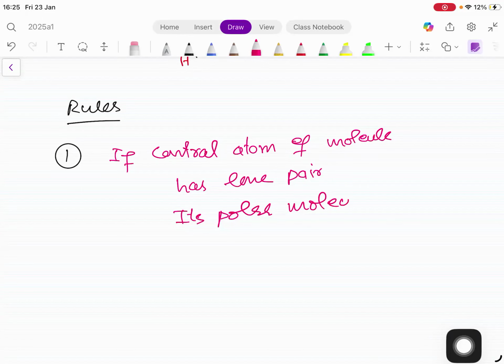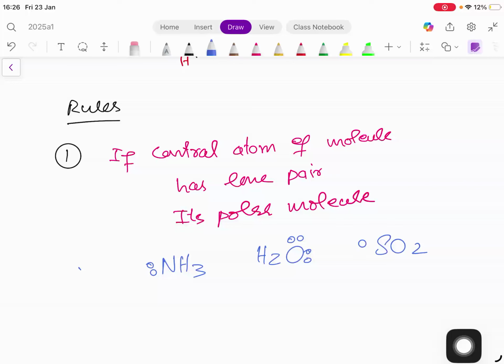Just draw the dot and cross and look at the central atom of the molecule. If it has a lone pair, no need to draw the shape, no need to look at the bond polarities, nothing. Straightforwardly, it's a polar molecule. For example, ammonia: the central atom is nitrogen, and it does have a lone pair. Water, the central atom oxygen has two lone pairs. Sulfur dioxide, central atom sulfur has a lone pair. So whenever you draw the dot and cross and see the central atom containing a lone pair, you say it's a polar molecule.